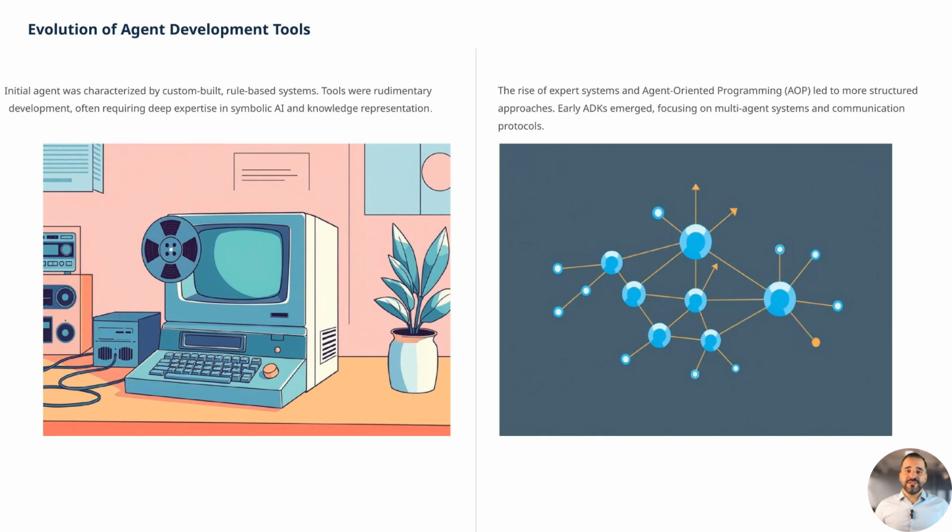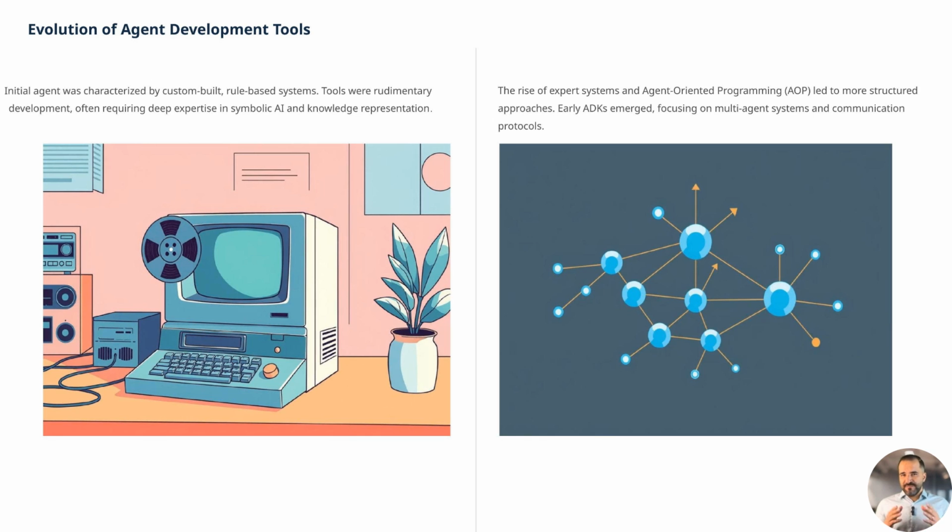Agent development tools have evolved significantly over the past few decades. Initially, they were custom-built, rule-based systems that demanded deep expertise in symbolic artificial intelligence and logic programming. These early systems were often rigid, difficult to scale, and limited to narrow problem domains. The emergence of expert systems in the 1980s introduced structured decision-making frameworks, while the rise of agent-oriented programming, AOP, in the 1990s brought object-oriented principles to autonomous agent design. This paved the way for more modular and reusable code bases.